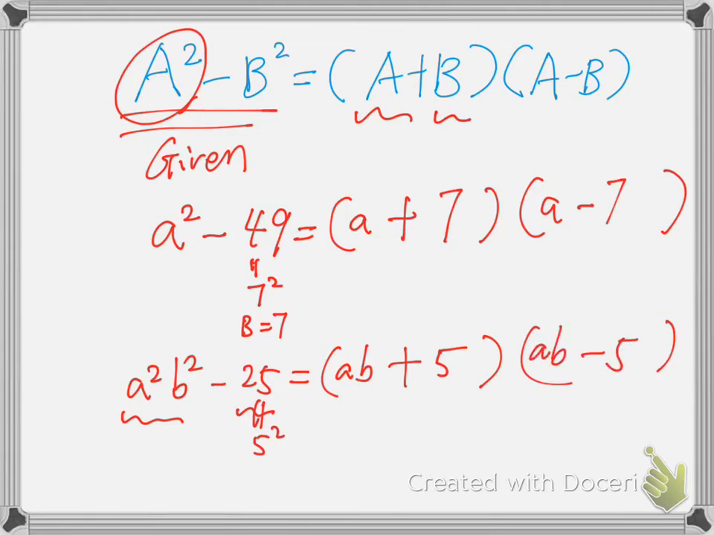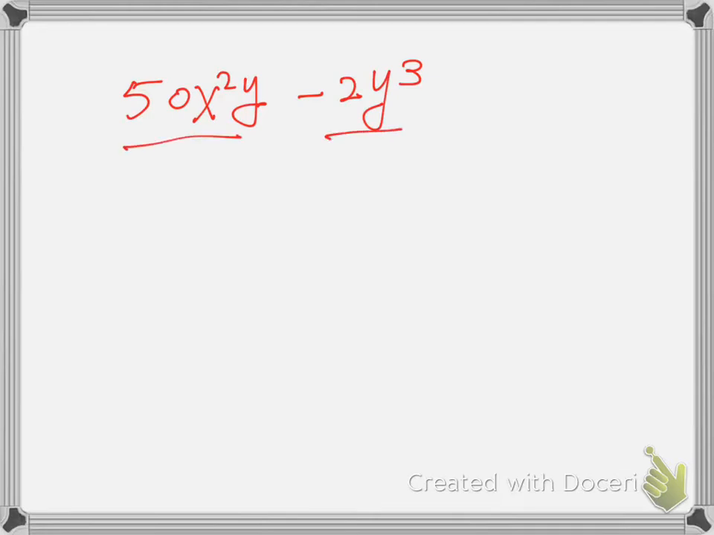A harder example. 50x squared y minus 2y cubed. Okay, so now we will combine GCF and the special formula together. So in the beginning you see it's not a square minus square, and you can see these two terms, these two parts have some common factors. Okay, so 50 and 2. 50 and 2, what's their common factor? 2.